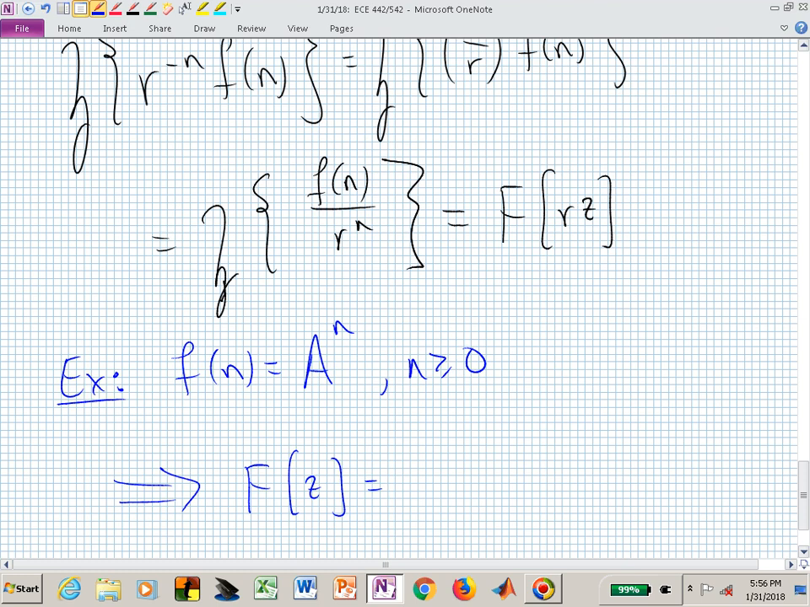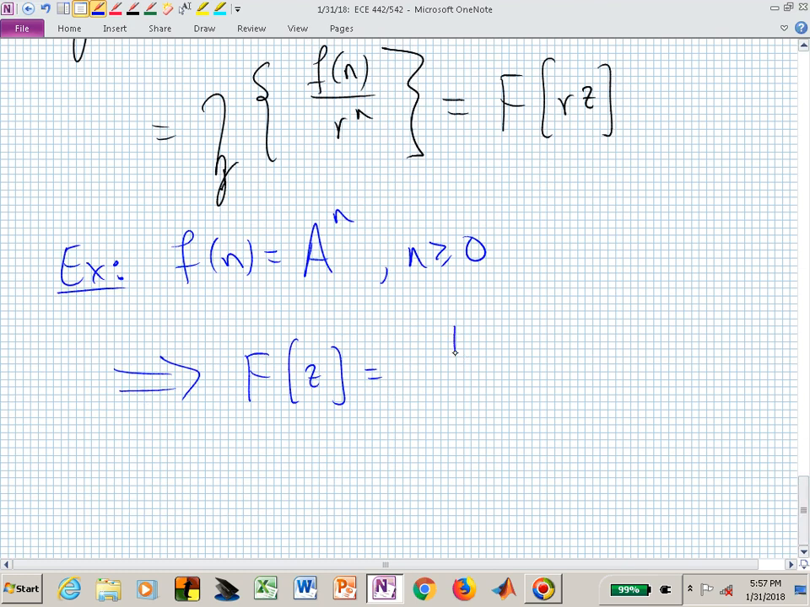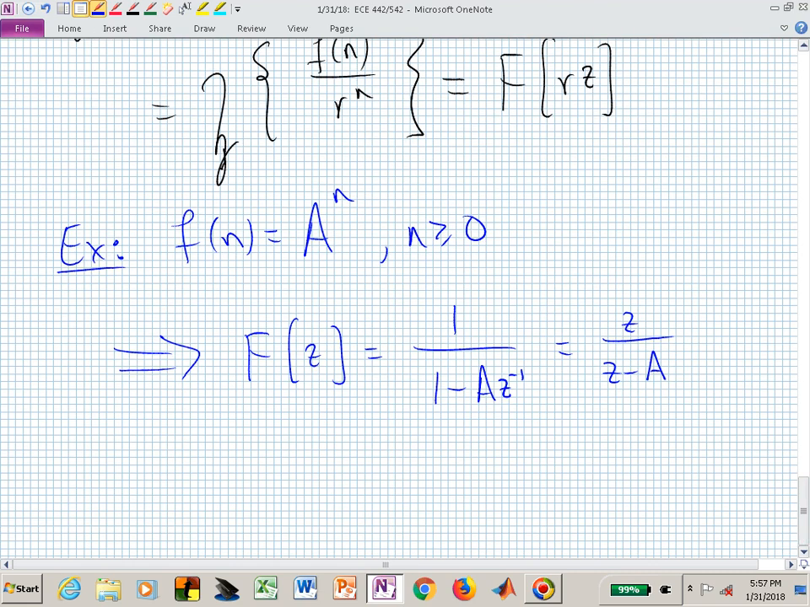Maybe we didn't use A, maybe we used R, but now just replace the A with the R, or vice versa. Replace the R with the A. Now you have 1 plus A squared plus A cubed, except those are all weighted by z to the minus 1. So you have 1 plus A z to the minus 1 plus A z to the minus 2. What did that end up being? That or that. Does that look sort of familiar from last time? That's now little f of n.